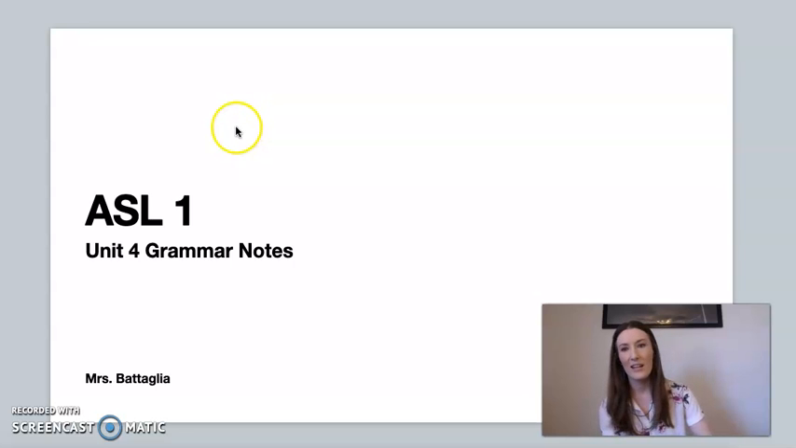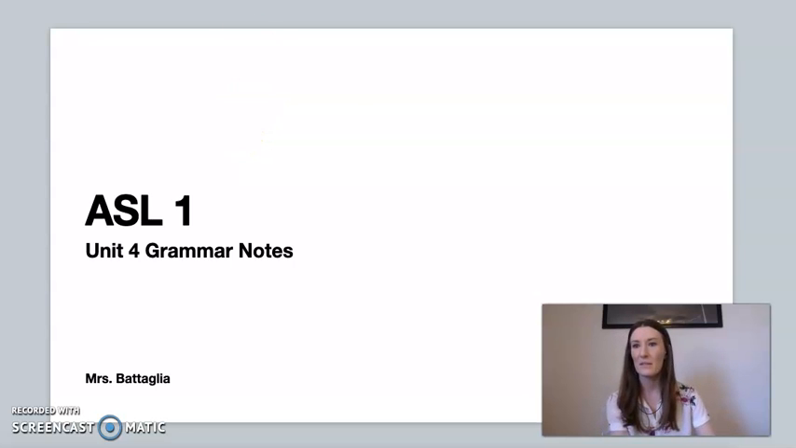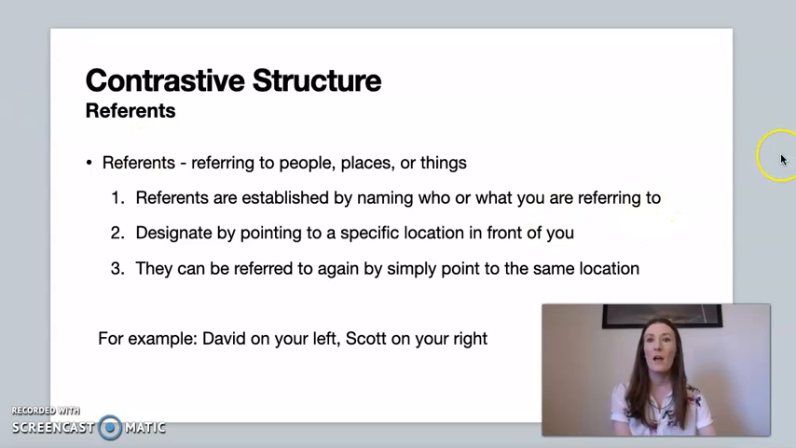Okay, ASL 1, Unit 4, Grammar Notes. Comparing and contrasting two people, places, or things. You are going to set up a reference point for whatever you're talking about. So in the example, I say David and Scott. We are going to first establish what we're talking about by naming them.